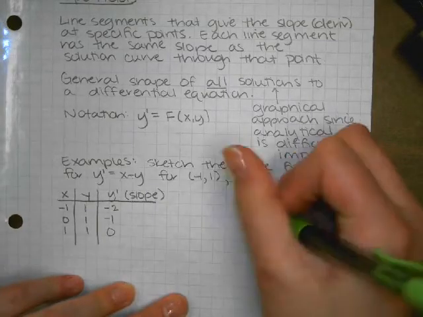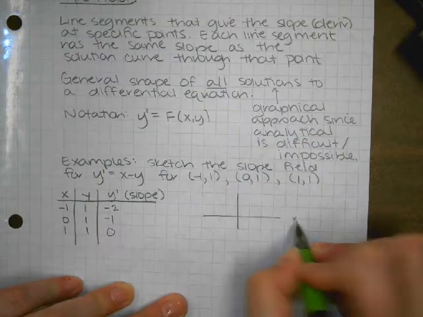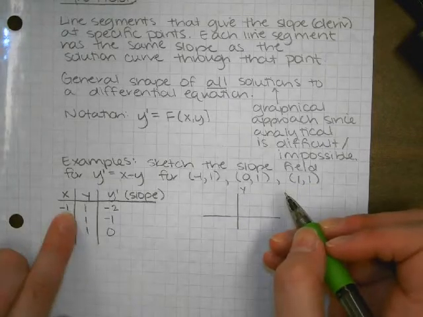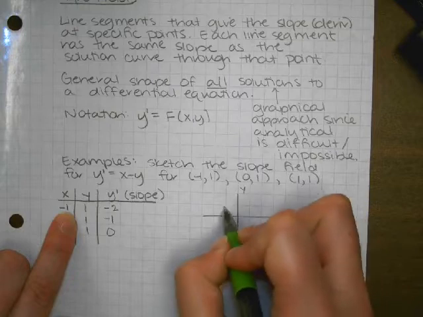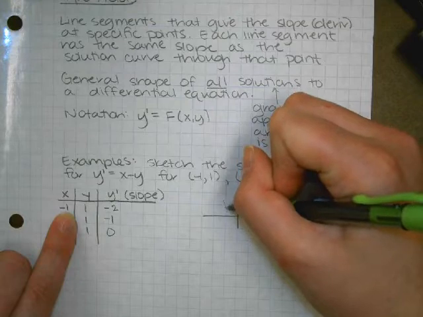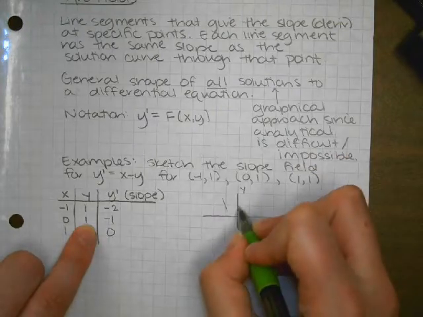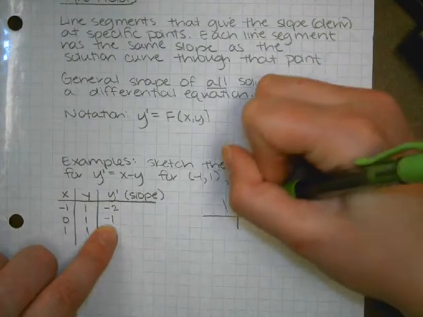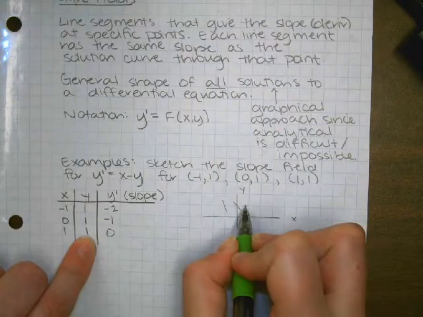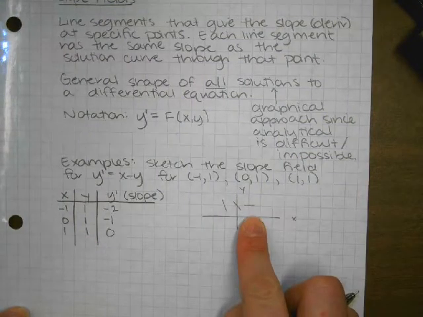So what we do now, here's my x and my y axis. Now we go ahead and we draw those slopes. So at the point negative 1, 1, so left 1, up 1, we have a slope of negative 2. So negative slant, pretty steep. At the point 0, 1, we have a slope of negative 1. And then at the point 1, 1, we have a slope of 0. And so that's what part of our slope field would look like.